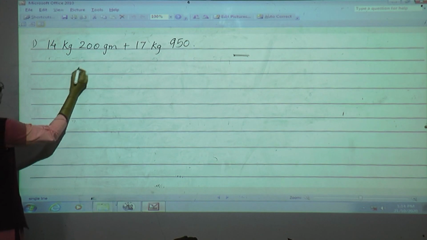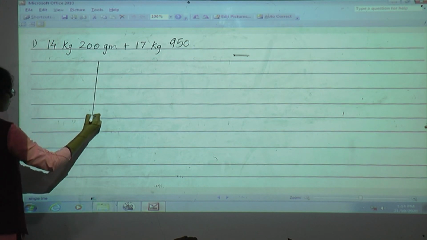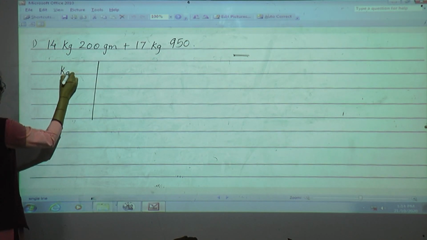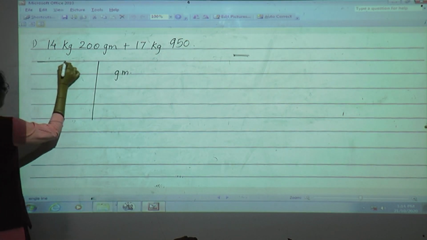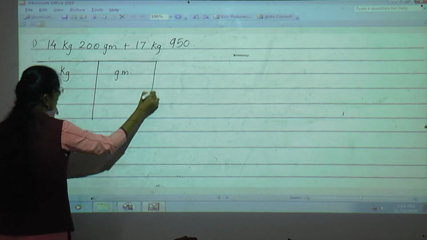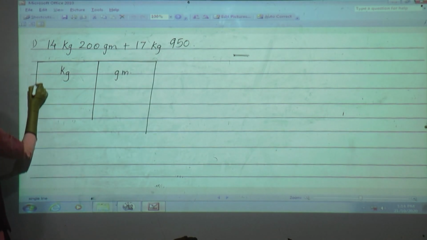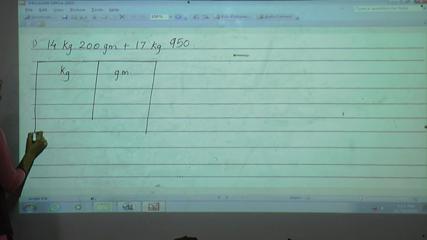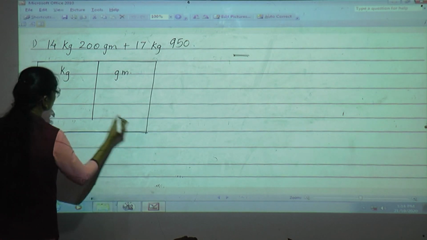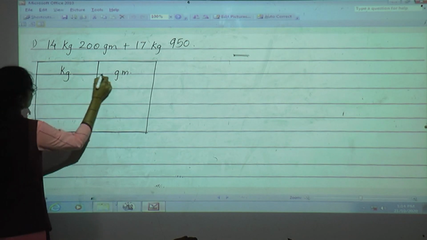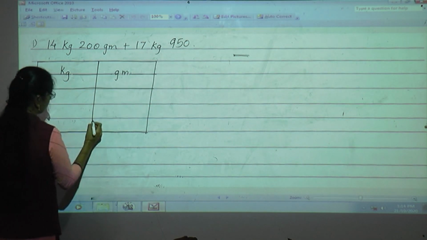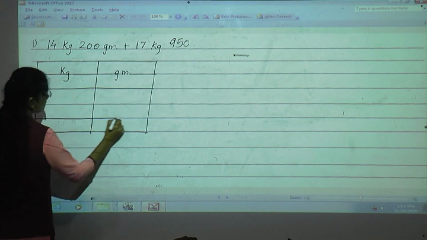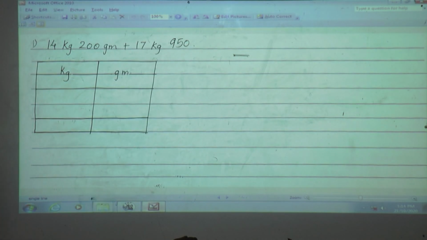So here what you have to do, you have to make two columns. First for kilogram and the other column is for gram. Okay, properly you have to draw a box and in that only you have to write the given numbers and then only you have to solve. Okay, you have to leave one line for the carry. So in this way first you have to make a box, then put the values in the box.